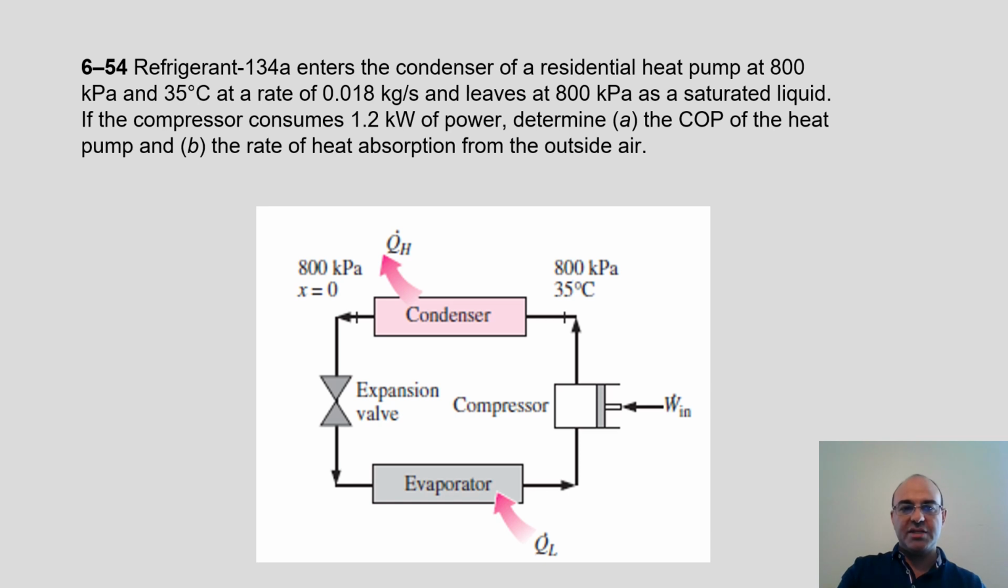Okay, so let's do another problem. This one is 654 of the book. Refrigerant 134A enters the condenser of a residential heat pump at 800 kilopascal and 35 degrees C. So it enters the condenser. Here we are talking about this point, the exit of the compressor and entrance of the condenser.